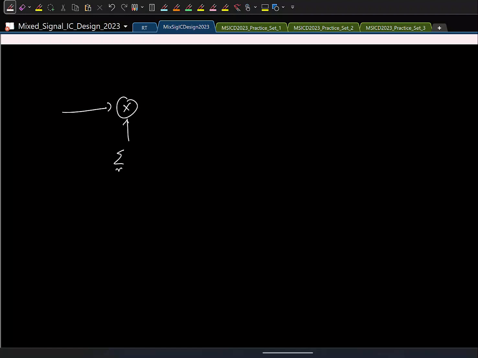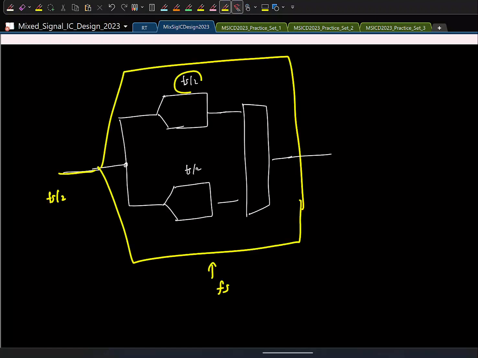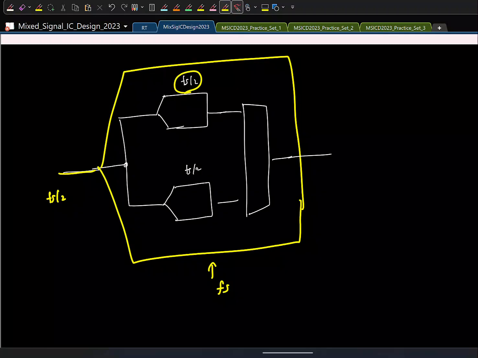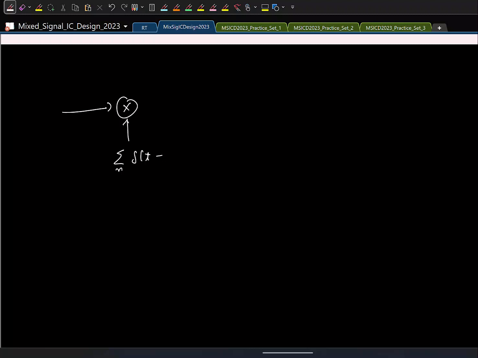and this will be, let us say, delta of t minus, and what are the instants at which the impulses are there? Here the sampling rate is fs by 2, right? What is the sampling period? 2 ts. So here what should I write? 2 ts. Right? This is happening in the top branch.